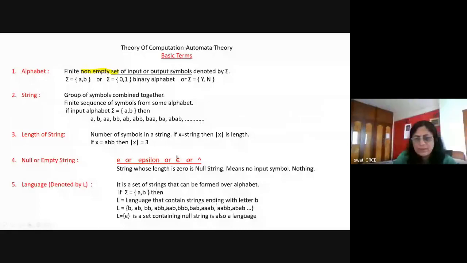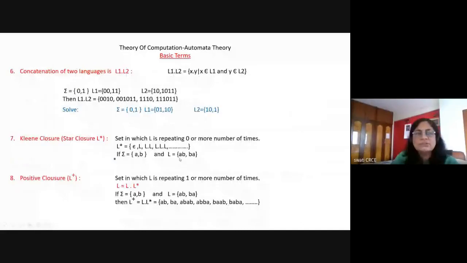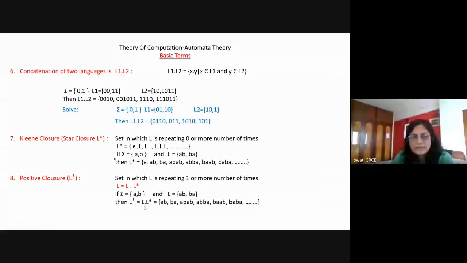Then always remember epsilon. I'm going to use the symbol epsilon, and epsilon means nothing. Then we studied concatenation of 2 languages, L1 dot L2, L star and L plus. L1 dot L2 means multiply, but compulsorily, and L star means epsilon is there. If you remove this epsilon, you get the answer for L plus. So here L star is equal to, yes, that we have discussed.